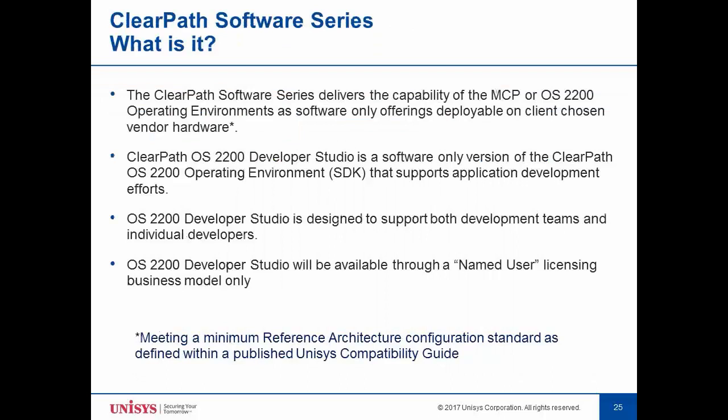Now, the OS 2200 Software Edition delivers OS 2200 capabilities as a software-only offering that can be deployed on any hardware that meets the minimum specifications. The Developer Studio we're talking about today is a software-only environment that can be used for development, similar to our Software Developers Kit, the SDK workload, with some additional features that I'll mention in this presentation. This environment is also designed for teams and individuals and is licensed in a named user license model. I'll discuss that also in just a bit.